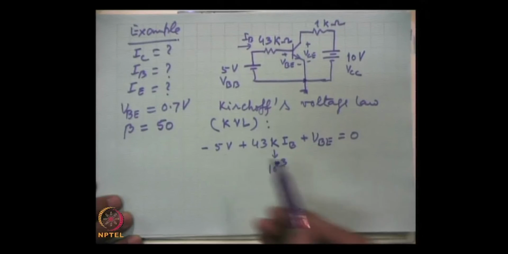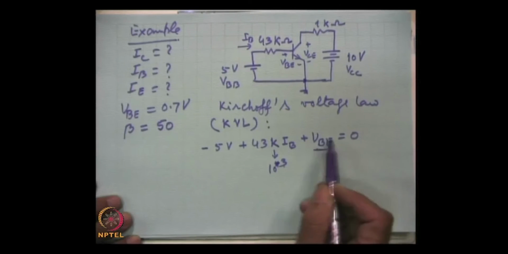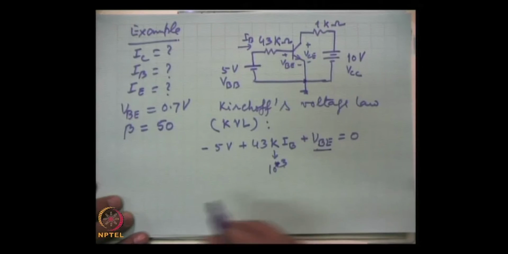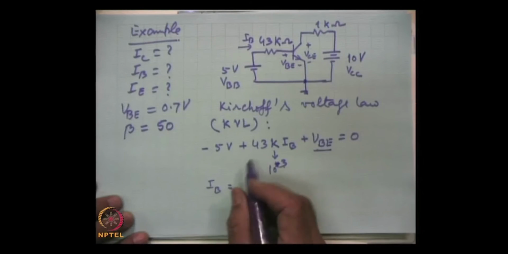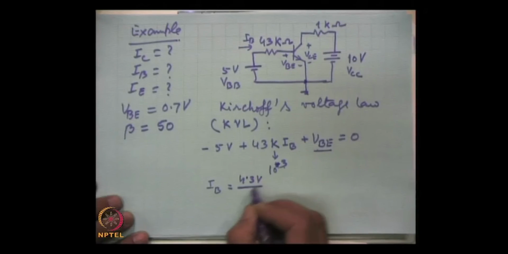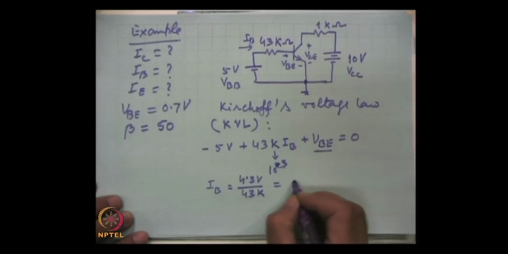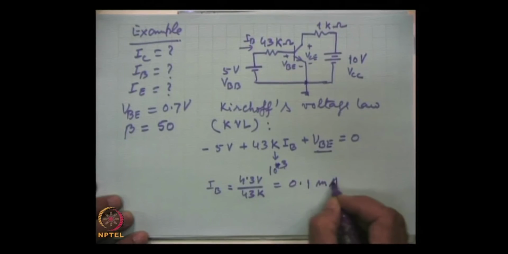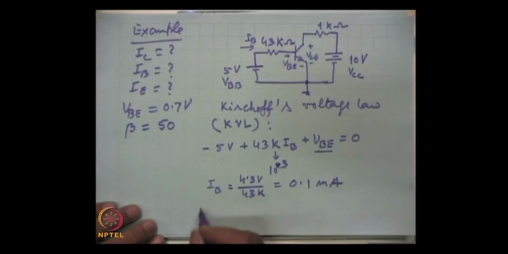Here 5 volts minus 43 K times I B minus 0.7 volts equals zero. So, we substitute and we get I B equal to 4.3 volts divided by 43 K, and that gives 0.1 milliampere. So, base current is 0.1 milliampere, and I C we can find out.